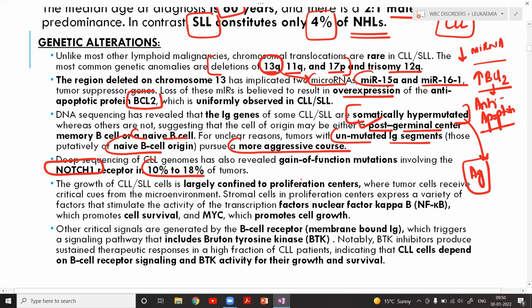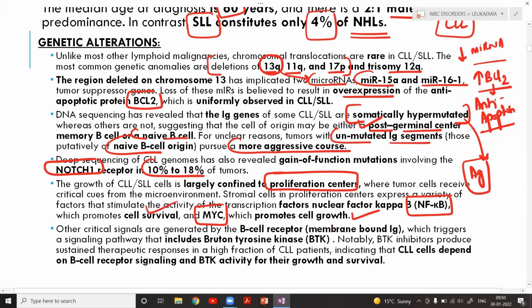The growth of CLL, SLL is largely confined to proliferation centers. Now, what are proliferation centers? I'm going to show you. That is classically seen in case of CLL, SLL. And as I told you, even in Hodgkin's lymphoma, the transcription factor in most hematological neoplasms is NF-kappa beta, which is driving the growth and survival of the B cells. Along with that, the MYC transcription factor also promotes growth, and NF-kappa beta ensures cell survival.